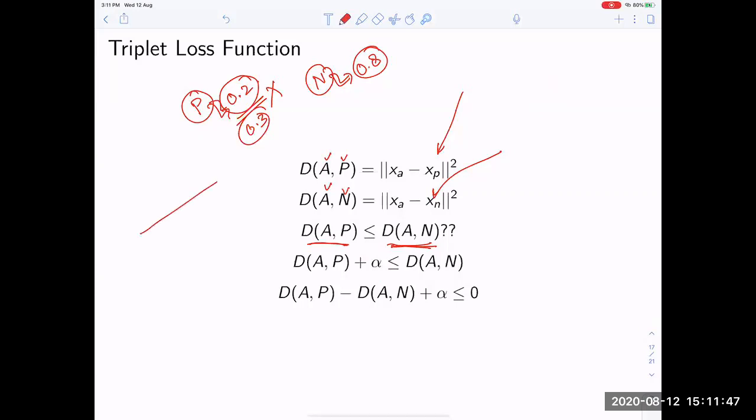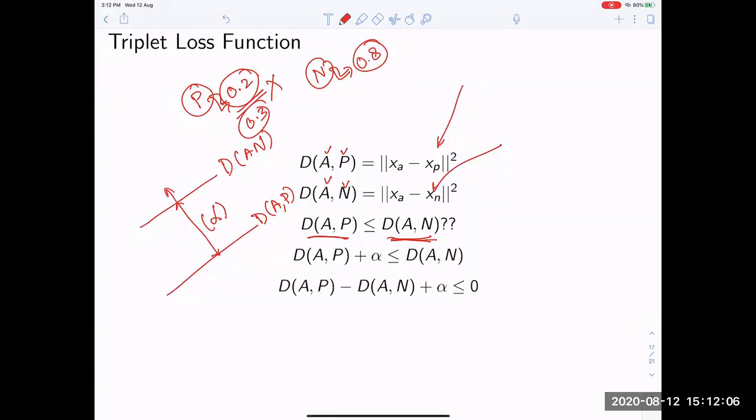Suppose that this is my DAN and suppose that this is my DAP. If the value you are going to get is less than alpha, I am going to penalize. If it is more than this, no penalty.